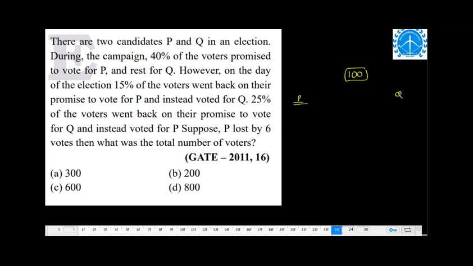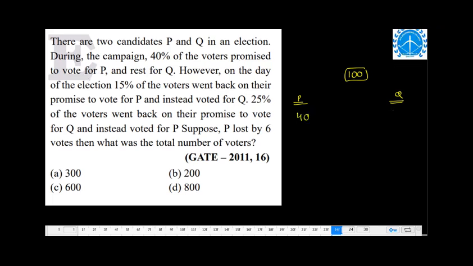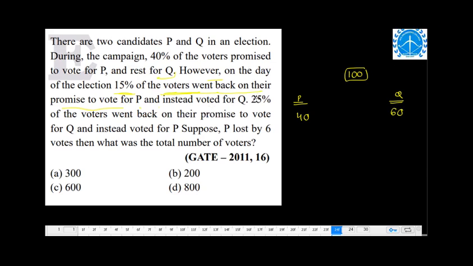Then P and Q. There are two candidates P and Q in an election. During the campaigning, 40% of the voters promised to vote for P. So Q has 60. On the day of election, 15% of the voters went back on their promise to vote for P and instead voted for Q.